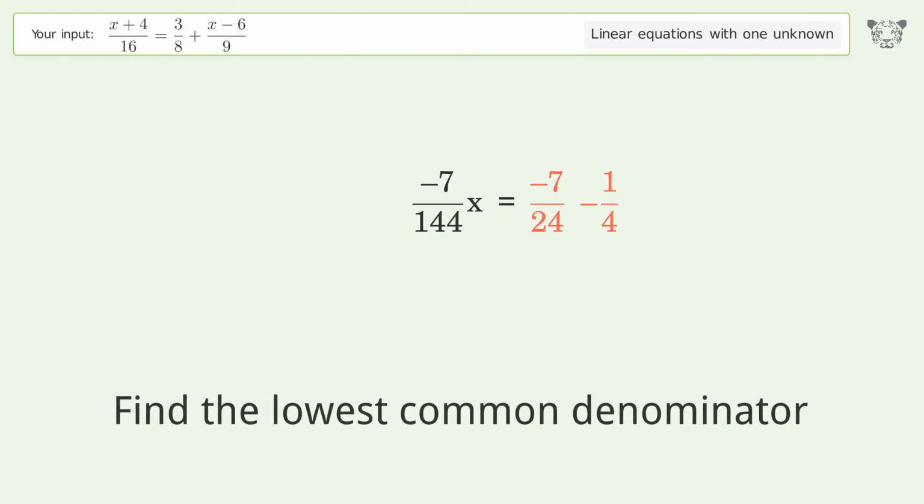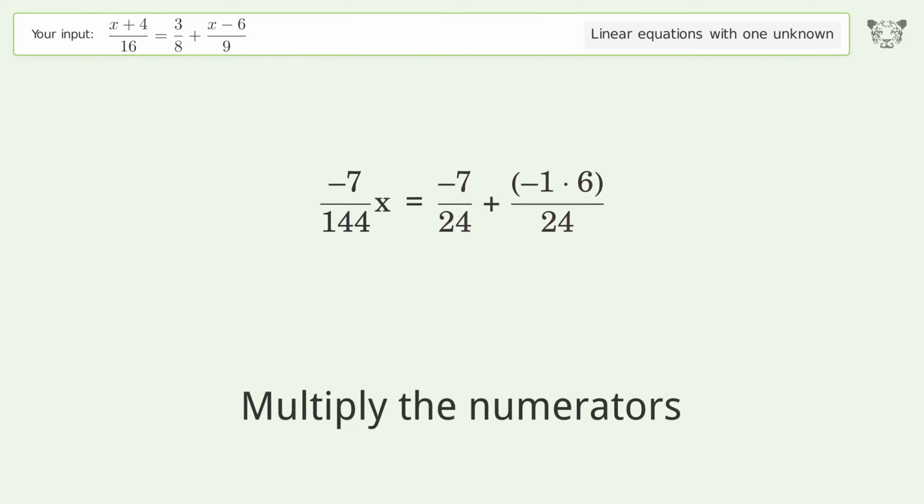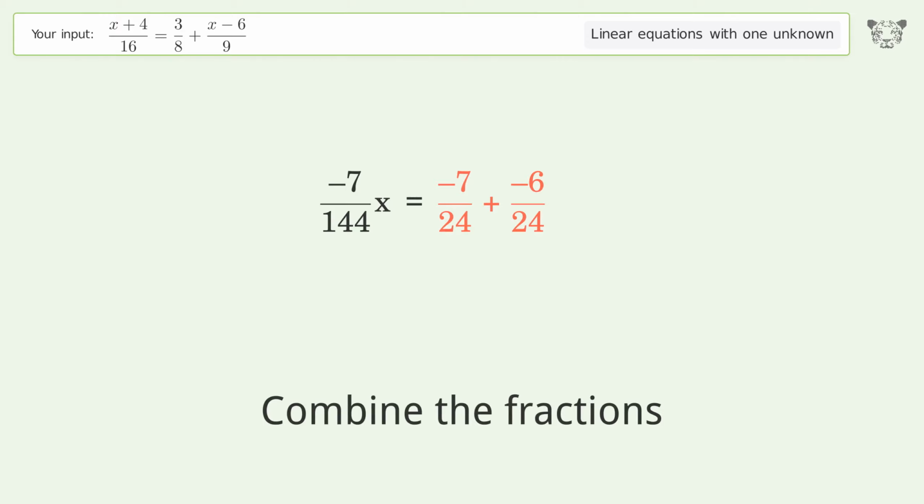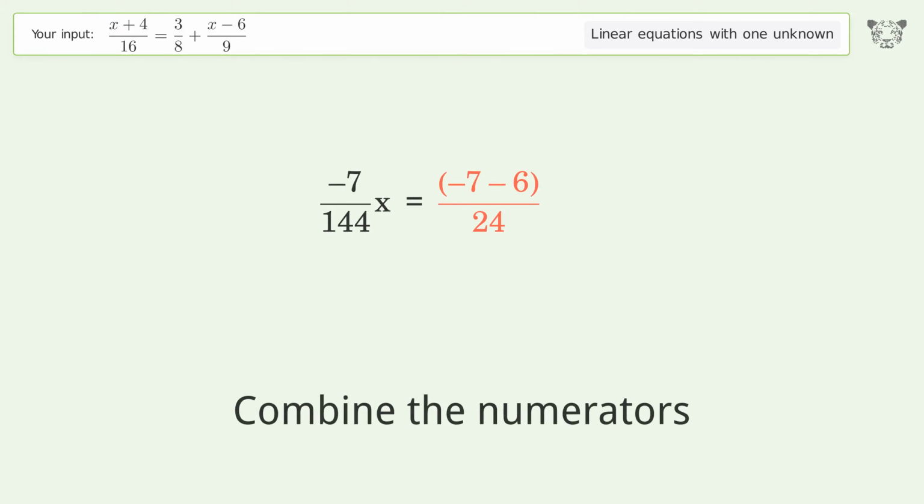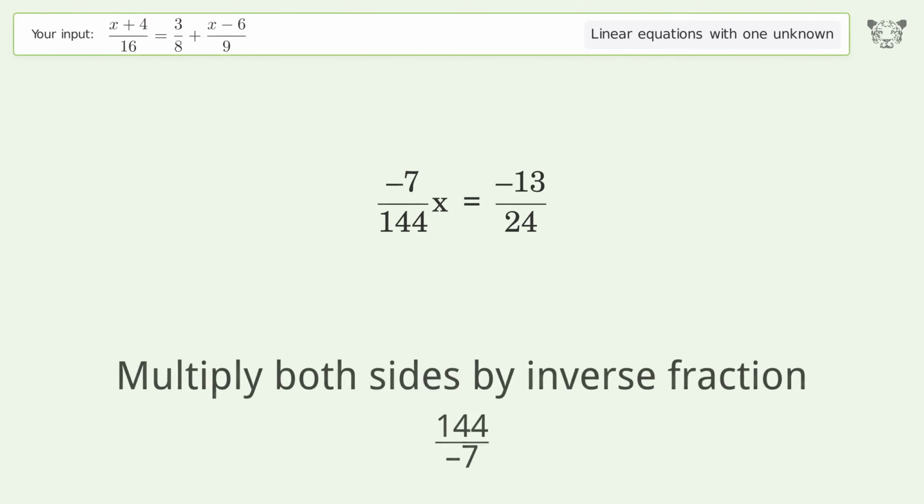Find the lowest common denominator. Multiply the denominators. Multiply the numerators. Combine the fractions. Combine the numerators. Isolate the x. Multiply both sides by the inverse fraction, 144/7.